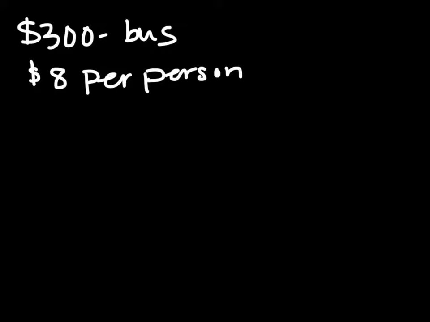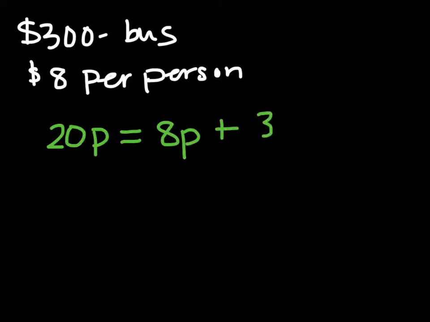Okay, we're going to follow the same logic that we did with our previous problem. We know that we want the total cost per person to equal $20. So we're going to start with 20p, with p being person. That's going to equal $8 per person for lunch, plus $300 for the bus. Okay, see the logic here?